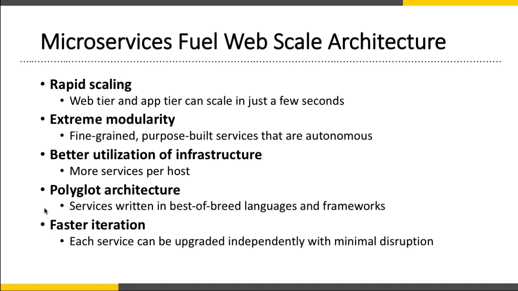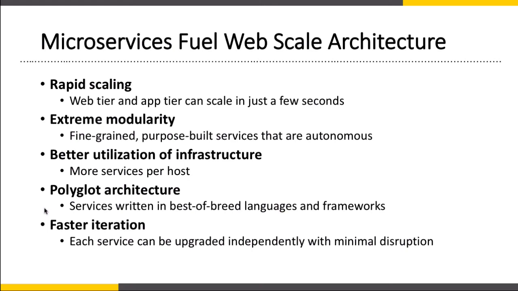So how do microservices deliver on the promise of web scale architecture? First thing is they enable rapid scaling. We have gone from 0 to 12 in a few minutes. Rapid scalability, extreme modularity. I can independently pull and push Docker images without bringing down the whole system. They are purpose built, autonomous, fine grained, specialized, they do one thing at a time.